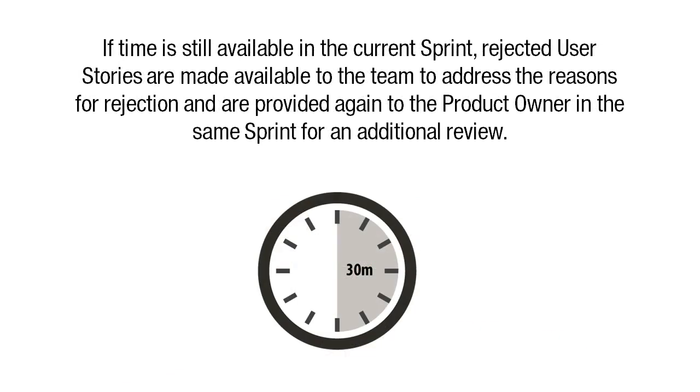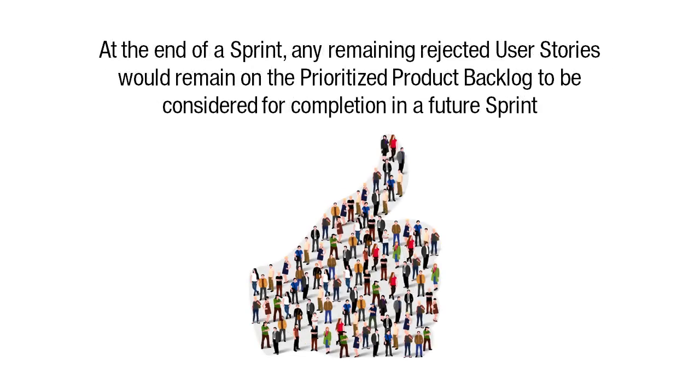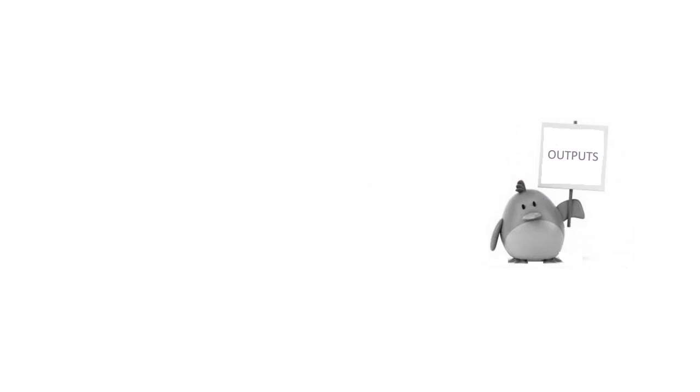If time is still available in the current sprint, rejected user stories are made available to the team to address the reasons for rejection and are provided again to the product owner in the same sprint for an additional review. At the end of a sprint, any remaining rejected user stories should remain on the prioritized product backlog to be considered for completion in a future sprint.